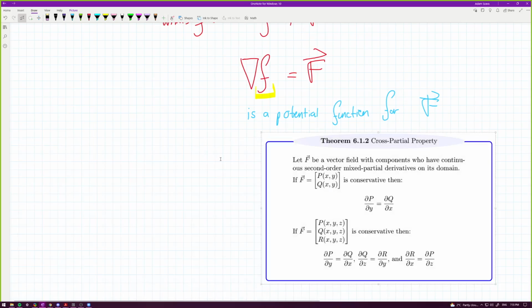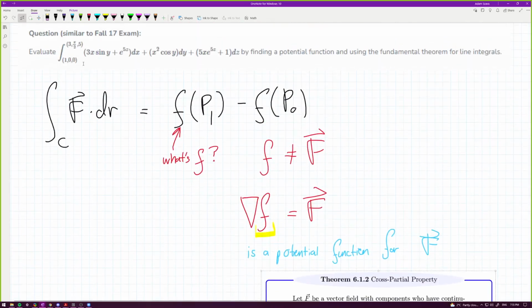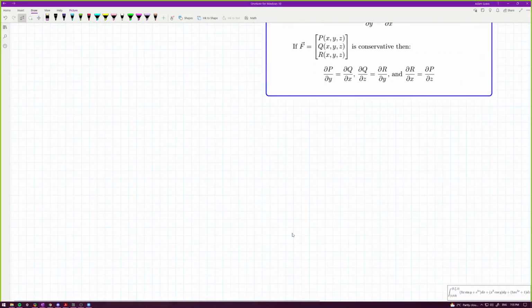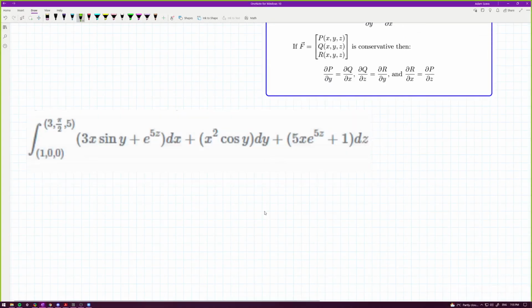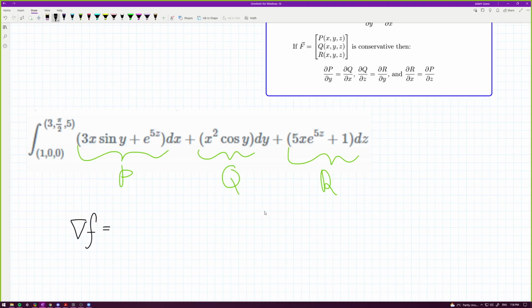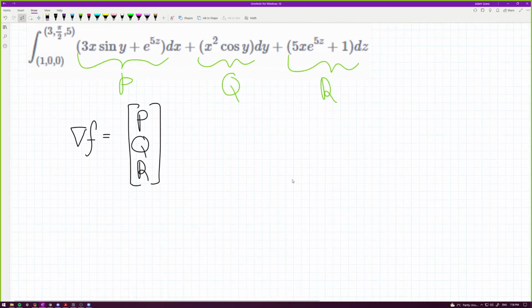So now the challenge really is finding the potential function. We do that by looking at this, and we note that this right here is going to be P, this is going to be Q, and this is going to be R. Whatever the gradient of f is, it's going to be equal to PQR. We're trying to solve for the scalar function f whose gradient is PQR. So let's make that equation.